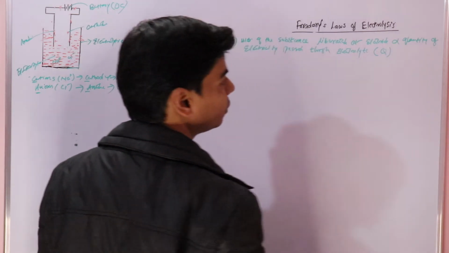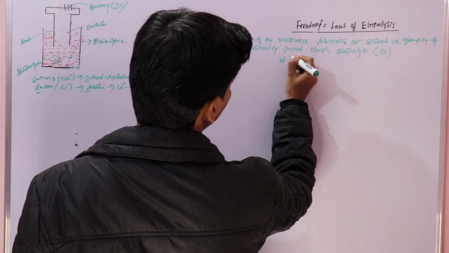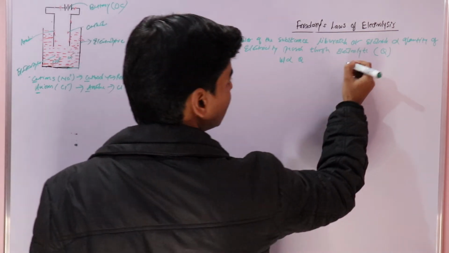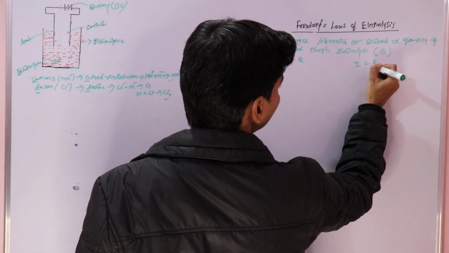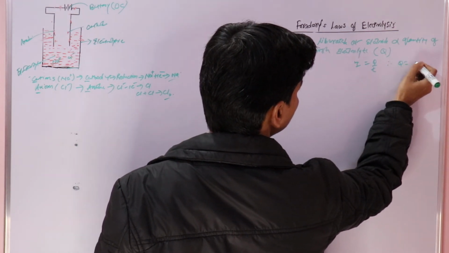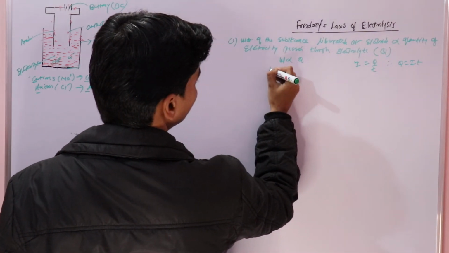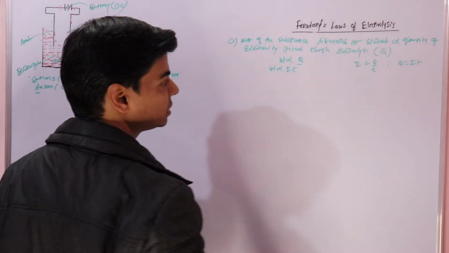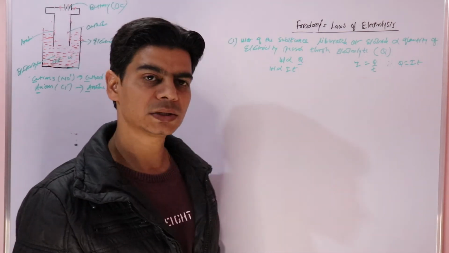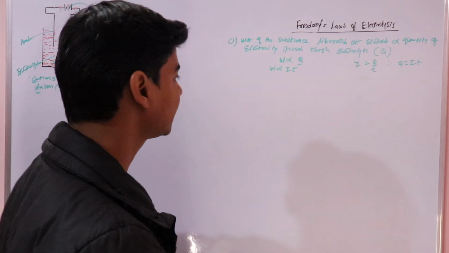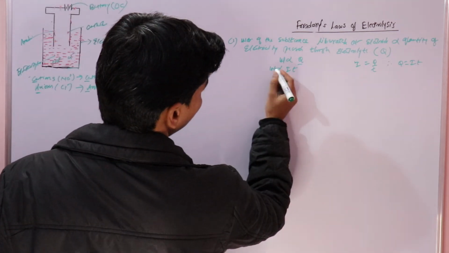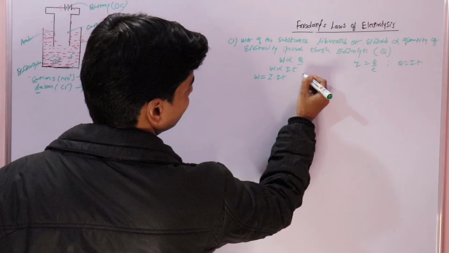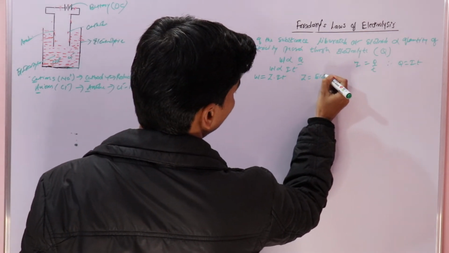Quantity of electricity is denoted by Q. So here we can write W is directly proportional to Q. And we know that current is the rate of flow of charge, therefore Q equals IT. So in place of Q we can write IT, where I stands for current, measured in amperes, and T stands for time, measured in seconds. If we remove the proportionality sign, we put in a constant, and this constant is known as the electrochemical equivalent.